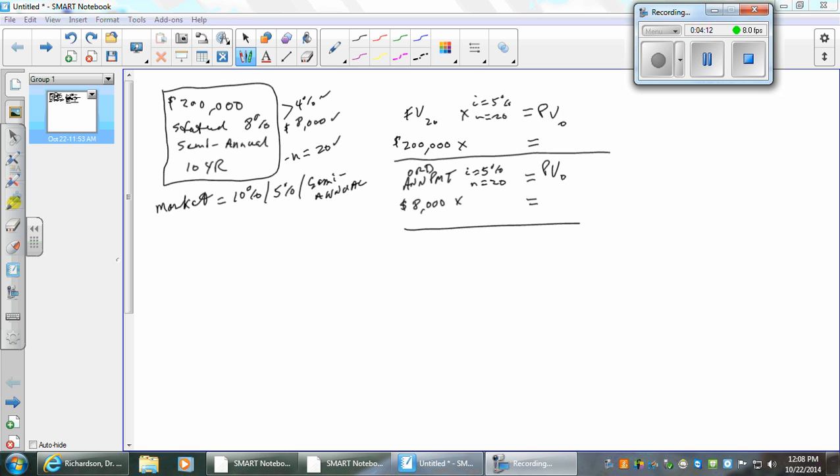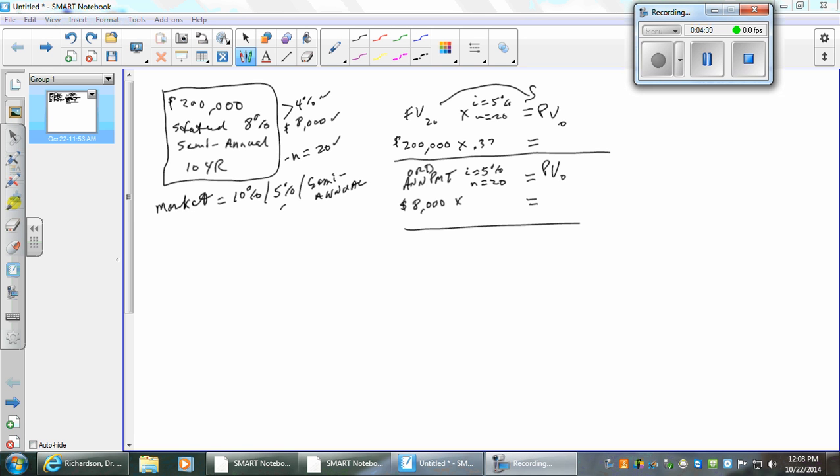Okay, we got it? What factor am I going to use up here? I got a future value of a sum 20 periods from now, right? I want to know the present value. It's the present value of a sum factor, isn't it? Present value of $1. 5% is the discount rate, is it? Everybody agree? Okay, you agree that it's 20 periods? So what's the factor? What's $1 worth discounted at 5%, 20 periods? What's it worth right now?